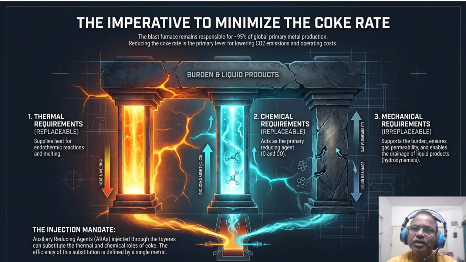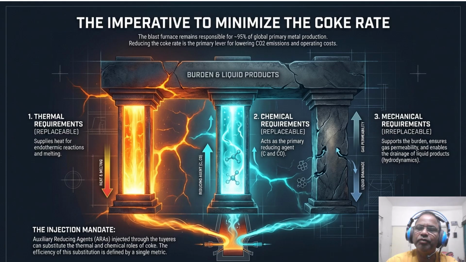And all this matters because we are responsible for 95% of the primary metal production and the bulk of steel CO2 footprint. We have an injection mandate. We substitute as much thermal and chemical coke as possible, but we must never compromise that third pillar of structural integrity. So this substitution is defined by a single metric that we call the replacement ratio.